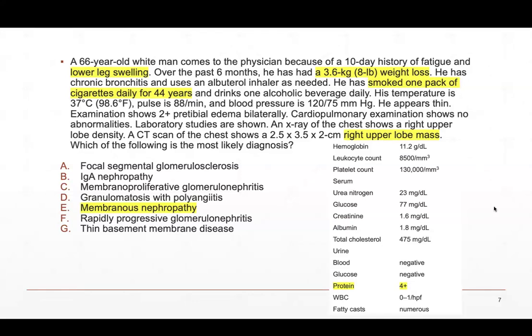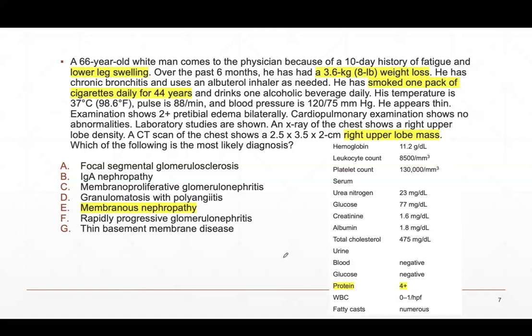Oh, you chose E? Wait. Oh yeah. I don't know why I thought you chose F. Okay. No, that's weird. Okay. Sorry about that. I'm not sure who you are, but masha'Allah. Okay. You're right. It is membranous nephropathy.